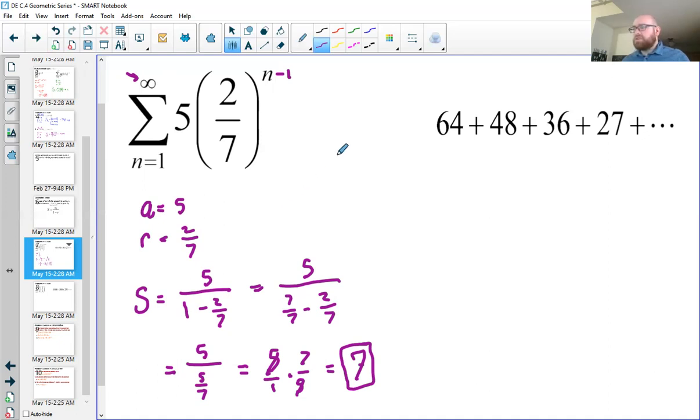So let's mix up our color choice. How about a bold red? Notice that our terms are getting smaller. And so we need to figure out our common ratio. So 27 divided by 36. There's a common factor of 9. So if we divide the numerator by 9, we get 3. If we divide 36 by 9, we get 4. So it looks like we're multiplying by 3/4.